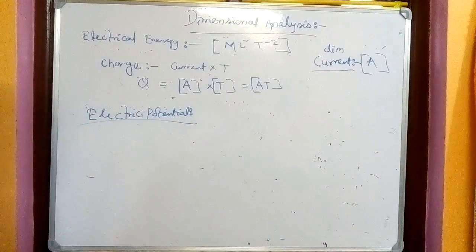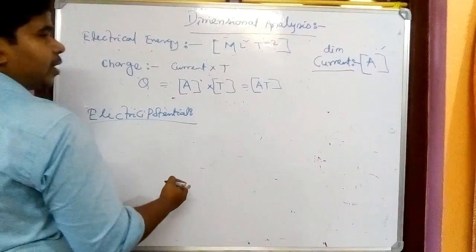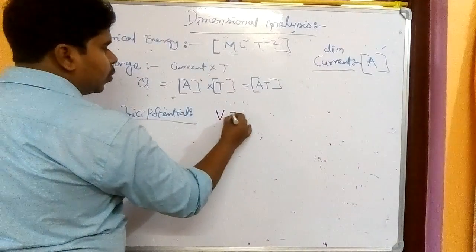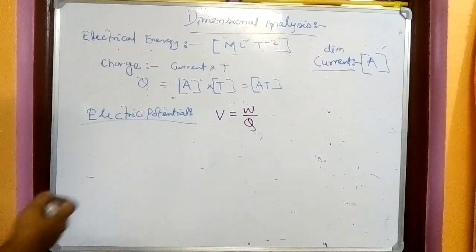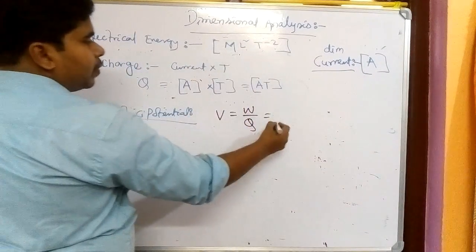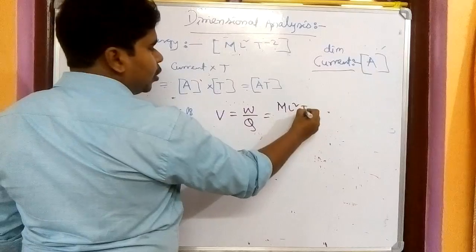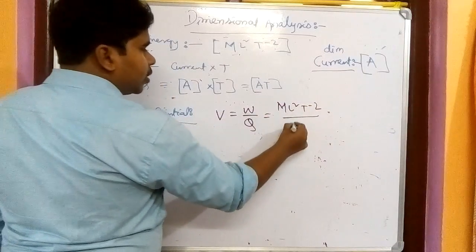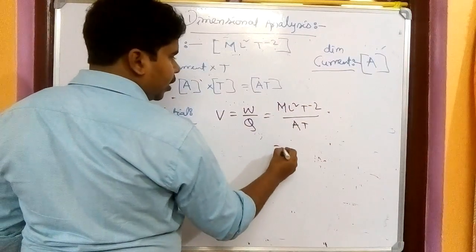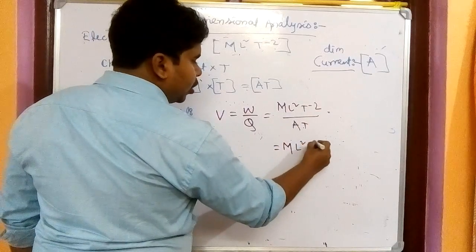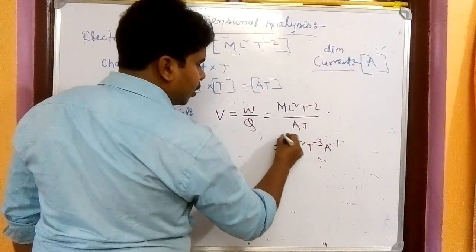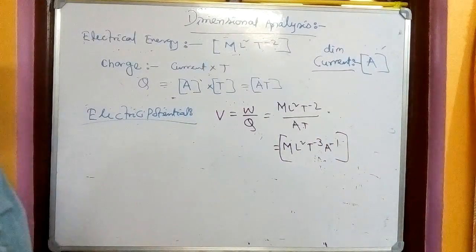Though there are several equations to find the electric potential, the very common one, the first one we have learned, is that it is basically work done per unit charge, V equals W by Q. We know the dimension of work done is the dimension of energy, M L square T to the power minus 2. The dimension of charge is A T. So here it will be M L square T to the power minus 3 A to the power minus 1. That is the dimension of electric potential.